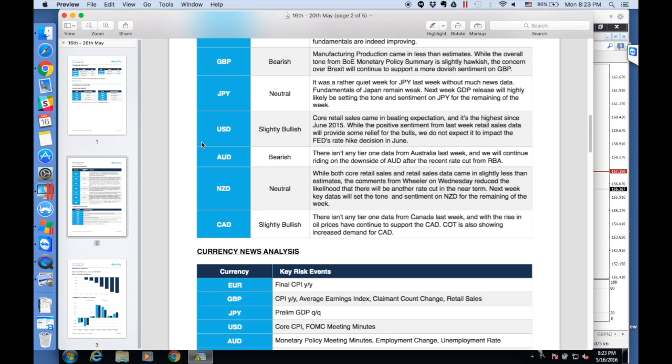And then the last currency is the Canadian dollar. Canadian is going to continue riding on this bullish sentiment, because last week there was no news, and if you look at COT as well as the oil prices, both are being supported. So all this comes with the understanding of what's happening in the economy.